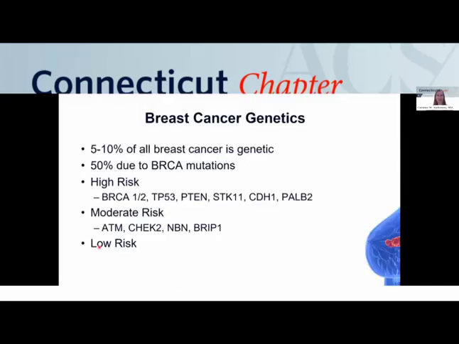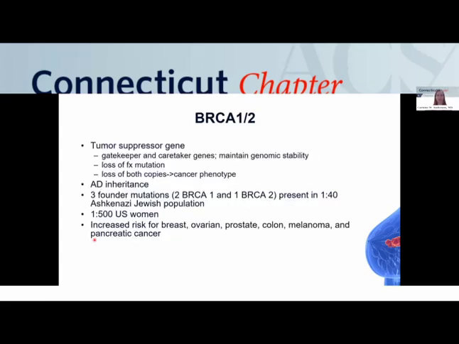Moving on to genetics. The majority of breast cancer is not inherited. Only about 5 to 10% of breast cancer is genetic. Of those inherited cancers, about 50% are due to our BRCA mutations, BRCA1 and 2, but we know today that there are multiple genes associated with inherited risk of breast cancer. Those genes come with different overall lifetime risks, so we stratify them into high risk, moderate risk, and low risk. I'm just going to review the high risk genes today.